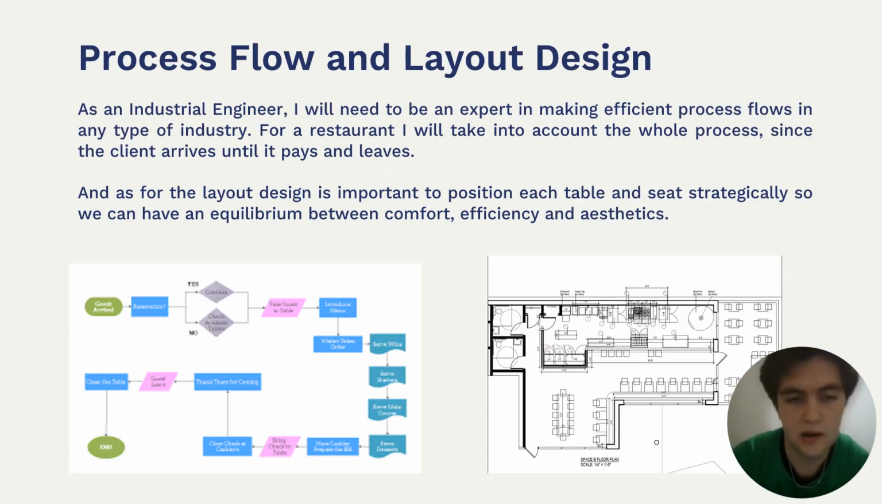The first challenge we have in the optimization of a restaurant is flow process and layout design. As an industrial engineer, I will need to be an expert in making efficient process flows in any type of industries. As we could know, restaurants have a very specific and simple process flow. First, the customer should arrive to the restaurant, then they should be seated on a specific table, their order should be taken, then the food arrives, then they should pay for what they eat, and finally they go.